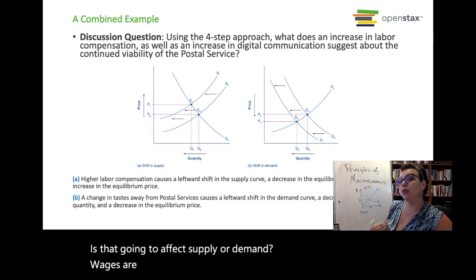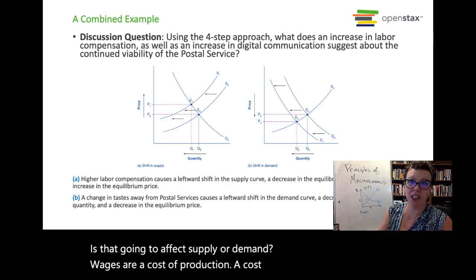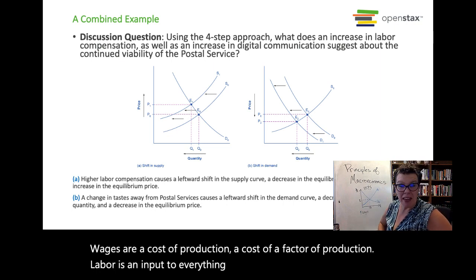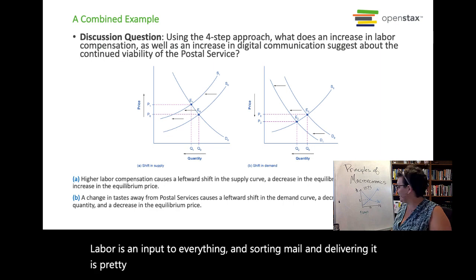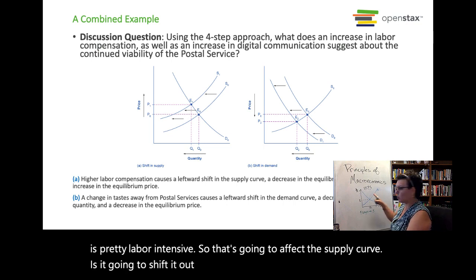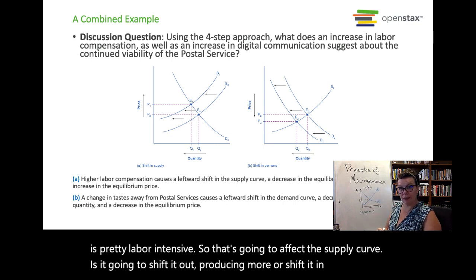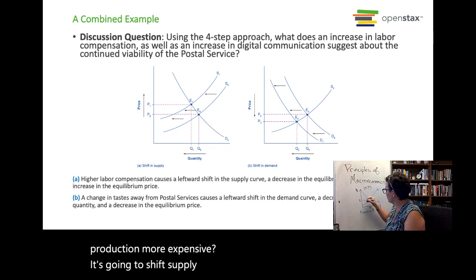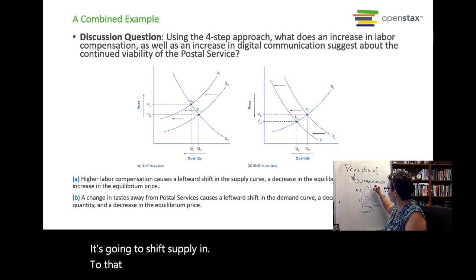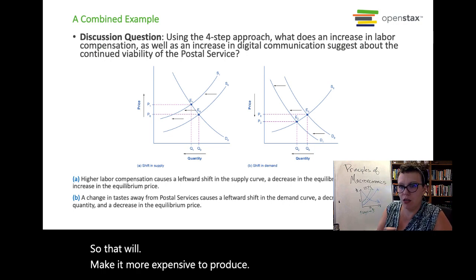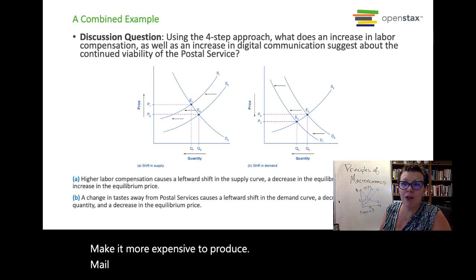Wages are a cost of production, a cost of a factor of production. Labor is an input to everything, and sorting mail and delivering it is pretty labor intensive. So that's going to affect the supply curve. Is it going to shift it out, producing more, or shift it in, making production more expensive? It's going to shift supply in, so that will make it more expensive to produce mail service at every price.